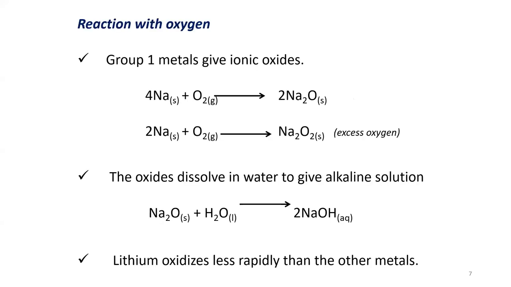So let's look at some of the reactions of your group one elements. First, we have the reaction with oxygen. Your group one elements all react with oxygen, and when they react with oxygen, they form ionic oxides. Ionic because the difference in electronegativity between these metals and oxygen is high. That is what leads to the formation of ionic oxides.